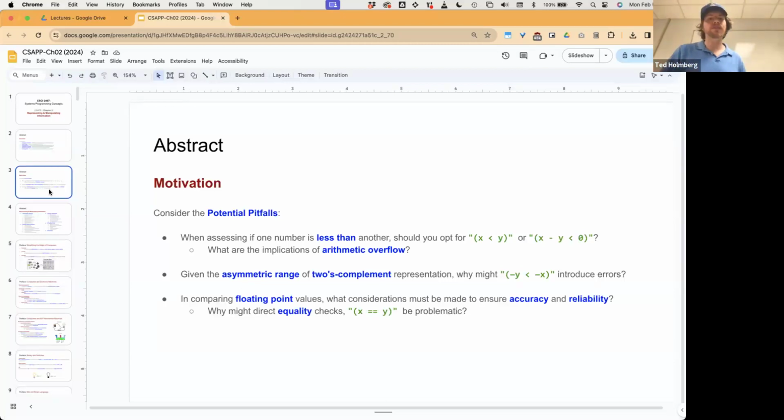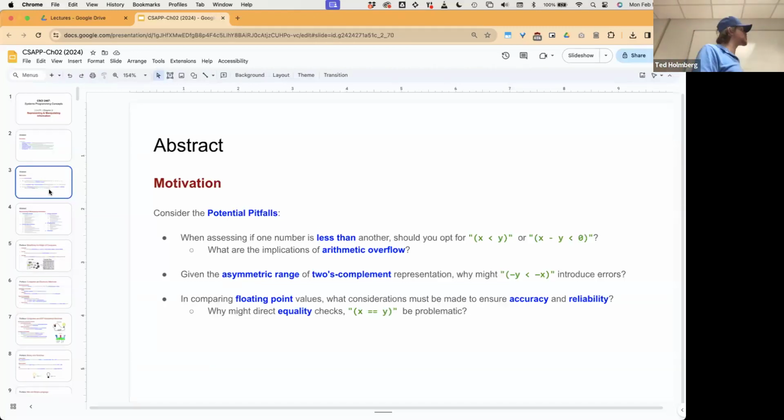So for instance, if we assess if one number is less than another, should we opt for saying X is less than Y, or should we say X minus Y is less than 0? Are these equivalent? Maybe logically they are, right? You might not see a reason to pick one versus the other, but by the time we're done with these representations, you might see one might give better, more predictable results than the other in certain circumstances. And we're going to motivate this. We'll actually see instances where one of these will break and the other will not.